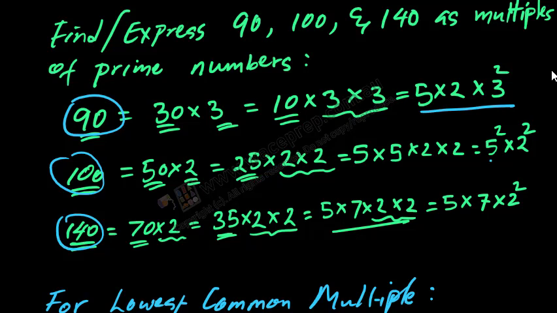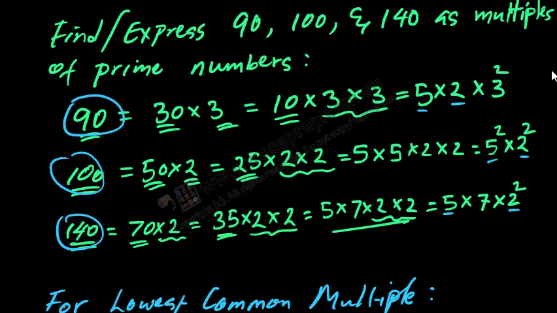For the second one, we have 5 times 2 squared. And for the last one, we have 5 times 7 times 2 squared. Now, first of all, we see 2 things here. We see 5 is a common factor in all 3 cases. What we also see is 2 is also common in all 3 cases.